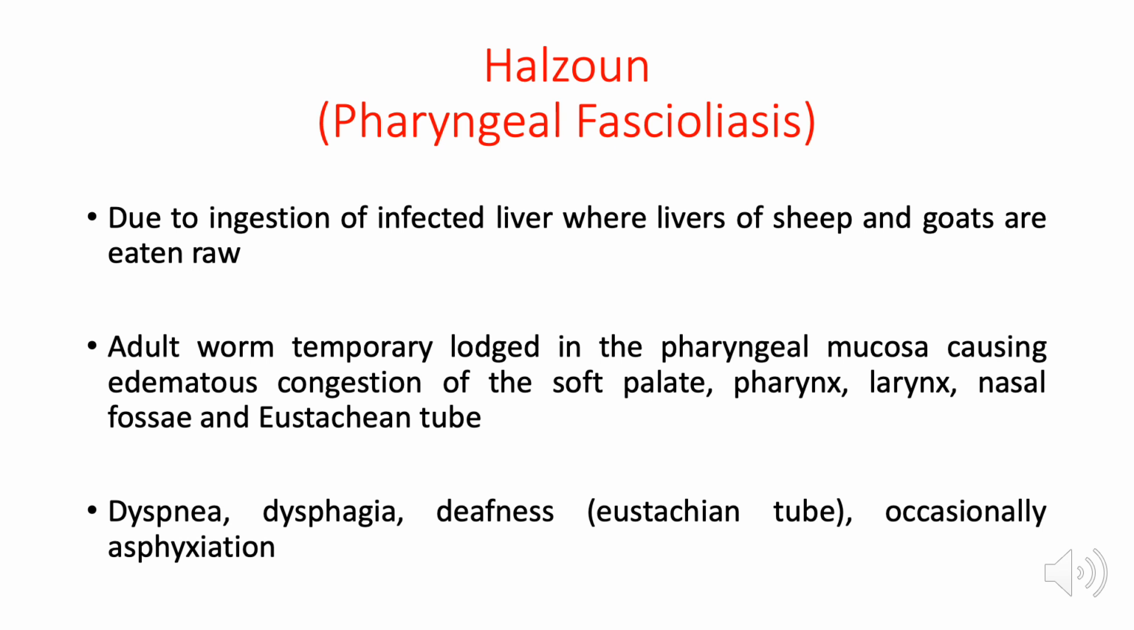Halzoun or pharyngeal fascioliasis happens after the ingestion of the raw livers of the infected sheep or goat. The adult worm present in the liver of the infected sheep and goat might be lodged into the pharynx, causing infection, swelling, and obstruction. That's why patients with this condition would complain of dyspnea, dysphagia, and even deafness. Why? Because sometimes the worm can gain entrance into the eustachian tube, which connects the nasopharynx to the middle ear.